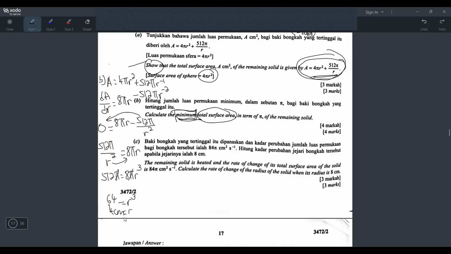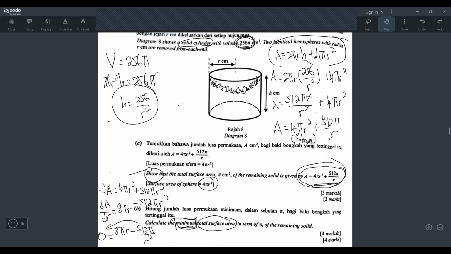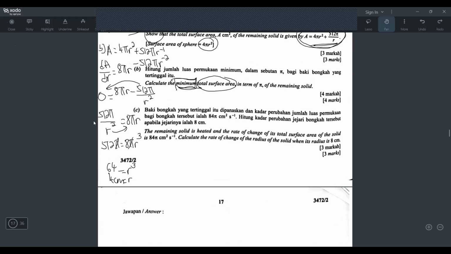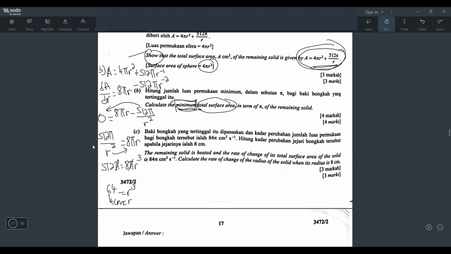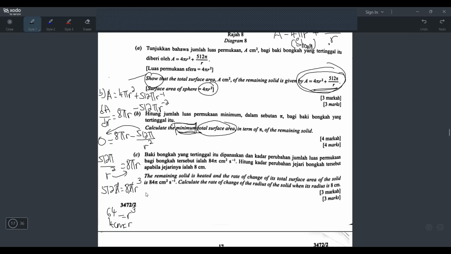But they never ask you to find the minimum radius. They ask you to find the minimum total surface area. So you need to substitute r equals 4 into the original equation, this equation, to find A. Let me do it here. All right, so your A will be 4 pi r square plus 512 pi over r. So the r is 4, the r is 4.